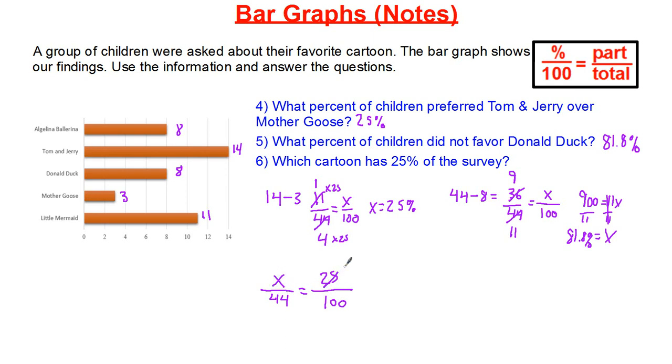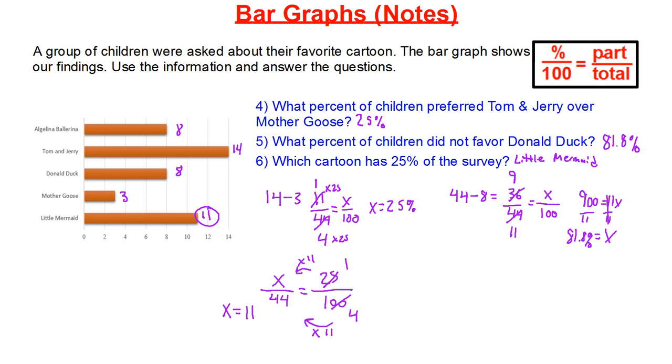I'm going to simplify because I could divide the top and bottom by 25, so that's 1 and that's 4. And then at this point I can multiply by 11, and then I could multiply by 11. So x in this case is equal to 11. Now I just have to figure out which one of these is 11. And it looks like that's going to be Little Mermaid. So which cartoon has 25% of the survey? That would be Little Mermaid.